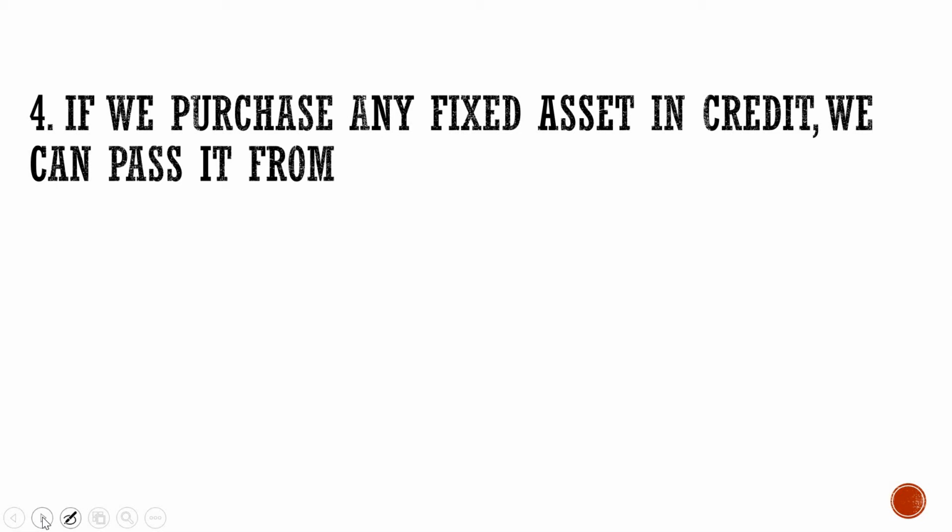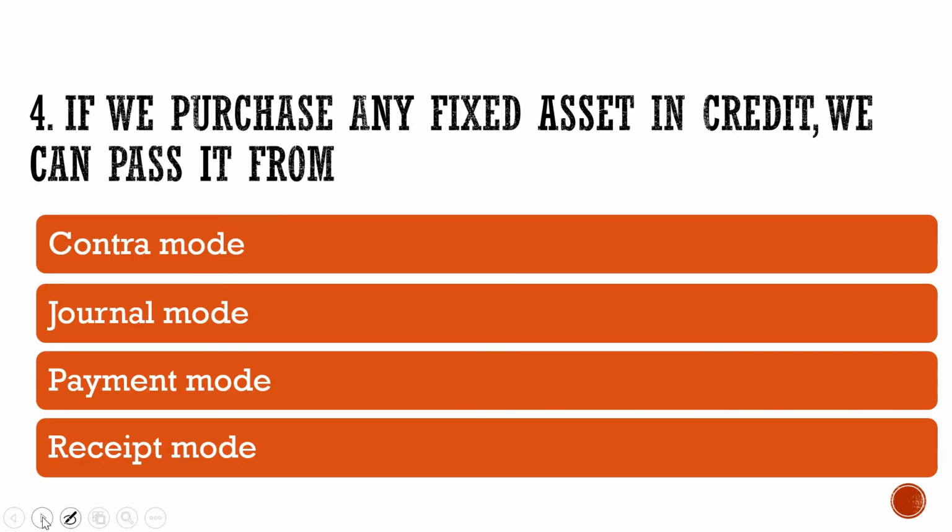Okay. Now next, if we purchase any fixed asset on credit, we can pass it from. Though we are purchasing a fixed asset, even if the word purchase is coming, it will not be a business purchase, it will be a fixed asset. And remember, we purchase a fixed asset with the intention to use it for more than 1 year. So if I purchase any fixed asset on credit, we can pass it from. Remember, you can pass it only from journal mode. Are you clear? Because you have purchased it on credit basis.